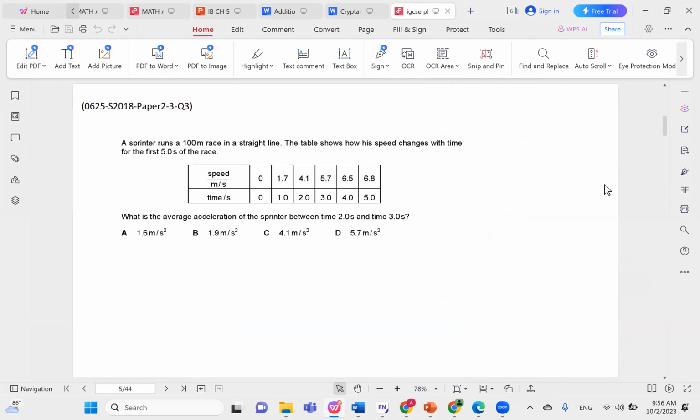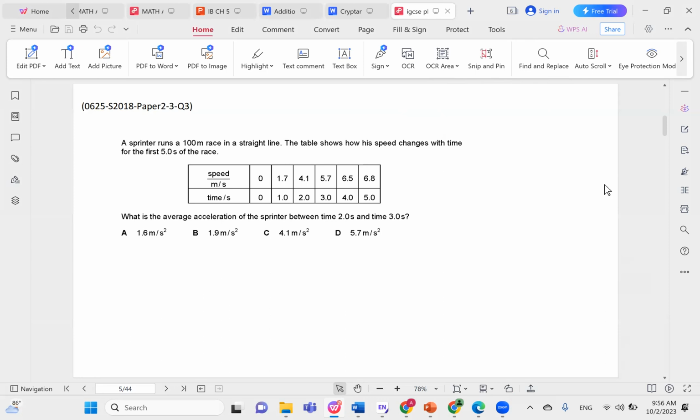Let's try some applications. A sprinter runs a 100-meter race in a straight line. The table shows how his speed changes with time for the first 5 seconds of the race. What is the average acceleration of the sprinter between time 2 and time 3 seconds? As we said, acceleration is the change in velocity.